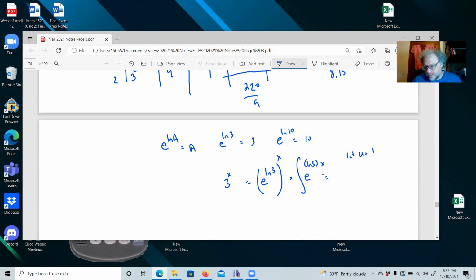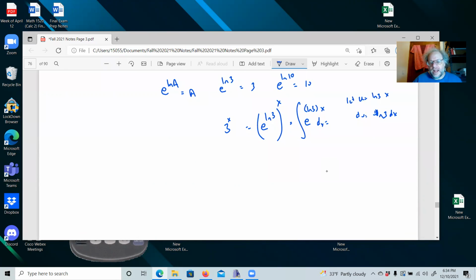Let u equal ln 3 x, du is equal to ln 3 dx. Now, I don't have a random ln 3 walking around here, so what we're going to need is, from a to b, the integral of e to the ln 3 x dx. So what I'm going to do is add an ln 3 here.